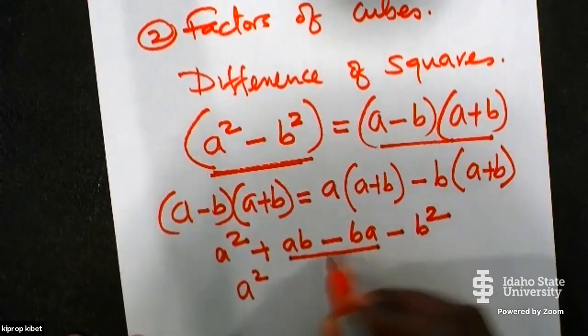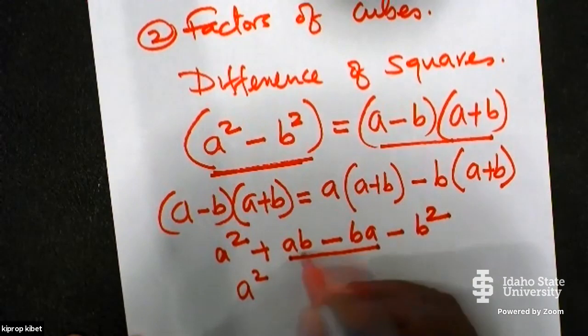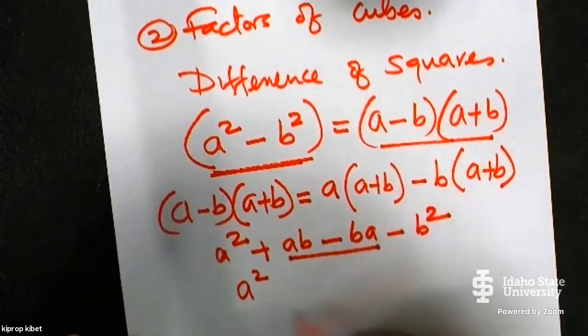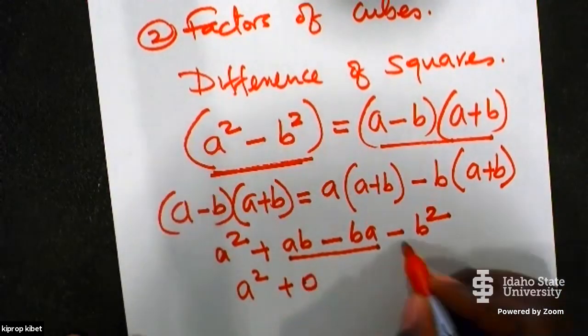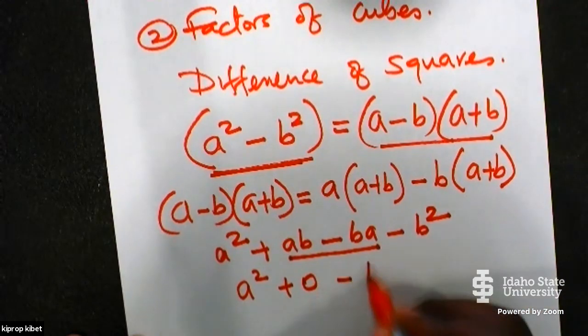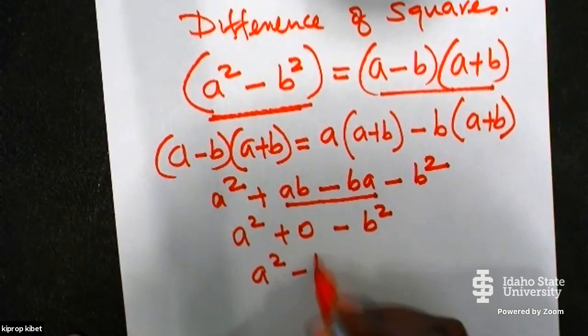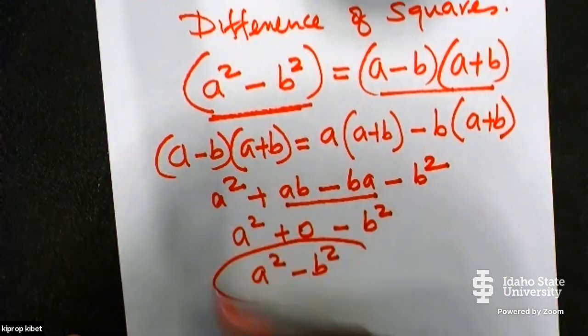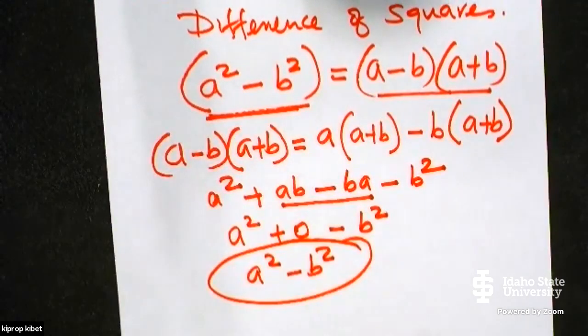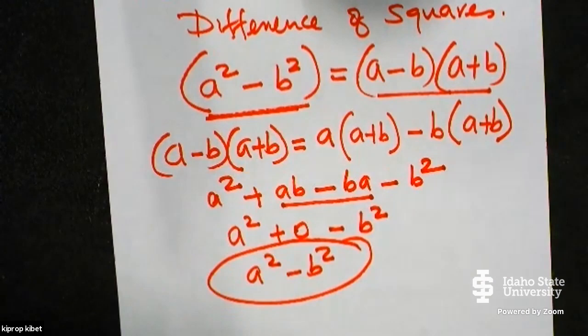ab and ba are the same because these are symmetric, so ab minus ba is the same, it will be plus 0. And then this will be minus b squared. So finally, you get a squared minus b squared. So that is a difference of squares.